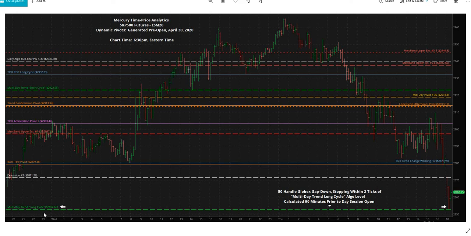Here you have the multi-day trend long cycle. You have a multi-day trend short cycle, multi-day trend long cycle. Generated 90 minutes before the market opened today. This video is being recorded Wednesday, April 30th. So when we had this gap down in Globex, you had a 50 handle gap down in Globex. The low was 28.53. The multi-day trend pivot, 28.52.65. This low came within less than 2 ticks for a pivot level that was generated this morning 90 minutes before the market opened.